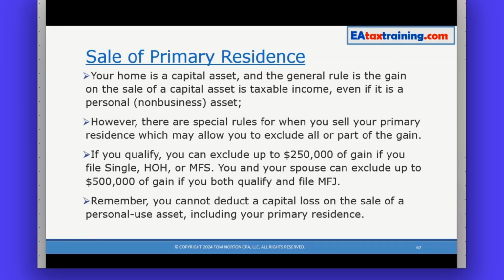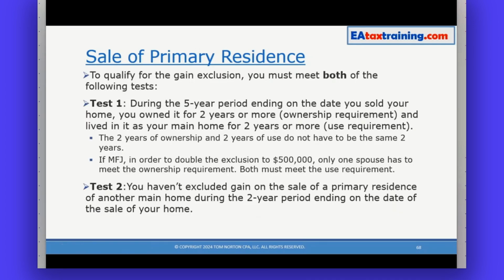Now this is gain, not just sales price. So if you bought a house for $300,000 and you sell it for $700,000, your gain is $400,000. So if you are married filing jointly, your gain is $400,000, you can exclude that entire gain. So the fact that it sold for more than $500,000 is not what's important. What's important is how much is the gain. That's what we're talking about here. And do remember that you cannot deduct a loss on the sale of your primary residence. So if you end up with a loss, sorry, that is not deductible. But we're going to focus mostly on the gain.